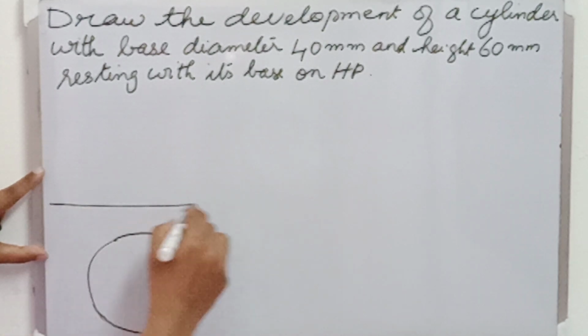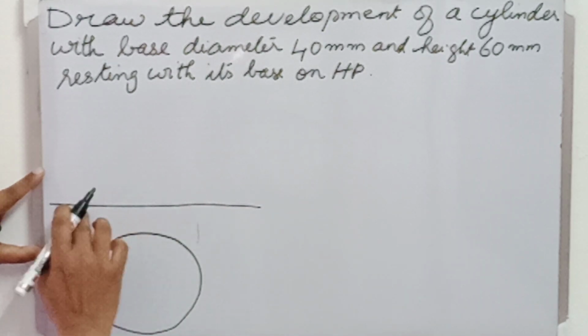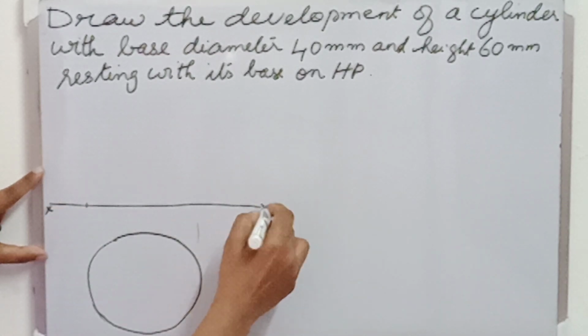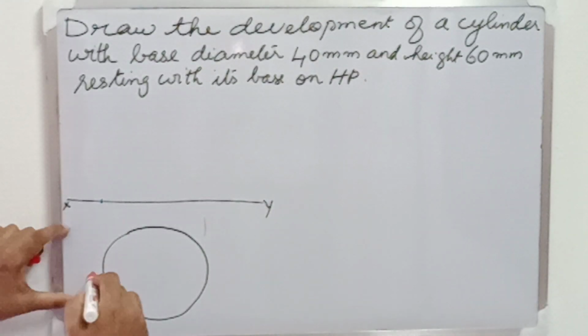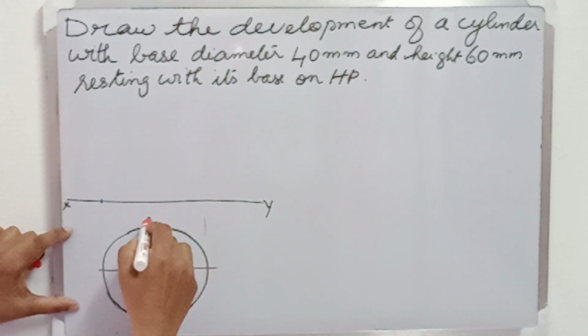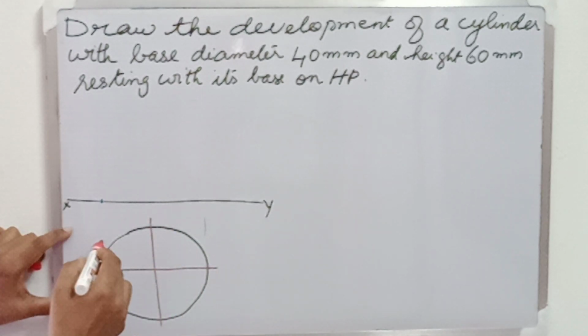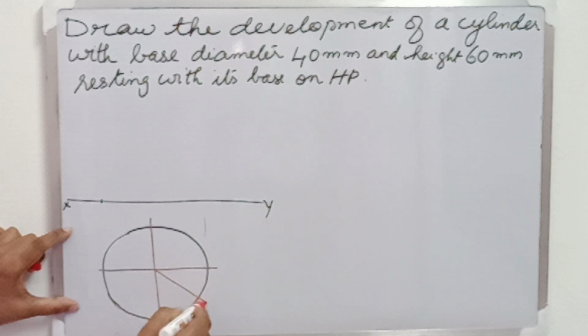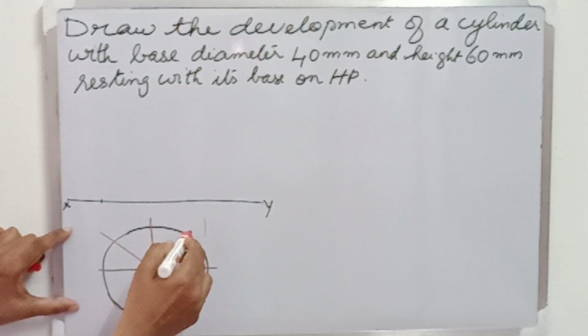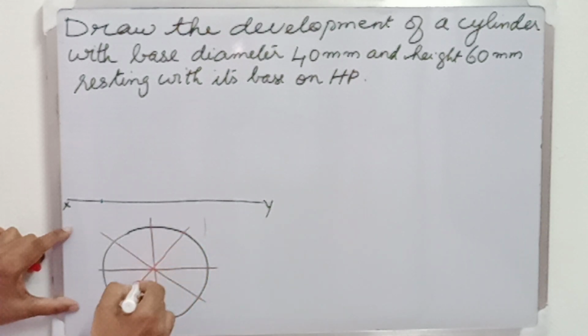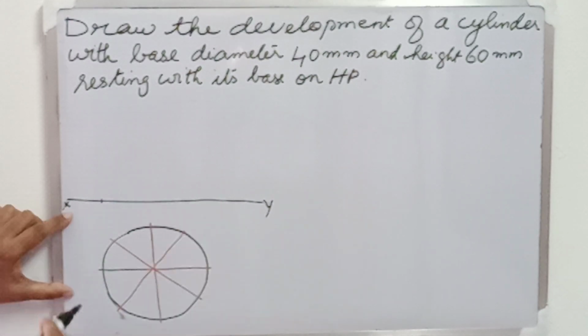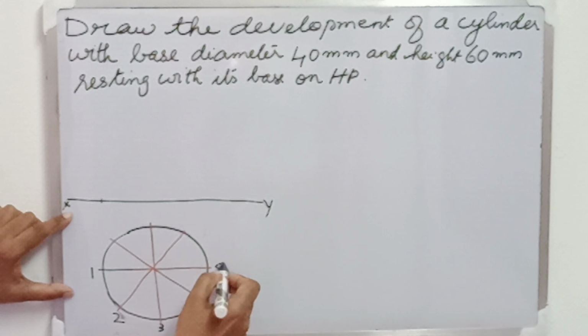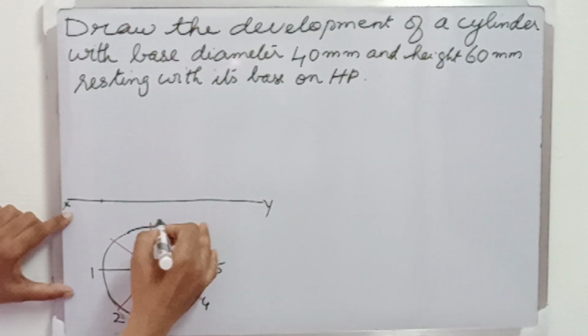That is a circle with 40 mm diameter. Next, let us divide this circle into 8 equal parts. The two perpendicular lines divide it into 4. Now, these lines at 45 degrees divide the whole circle into 8 equal divisions. Next, naming the important points on the circle 1, 2, 3, 4, 5, 6, 7 and 8.